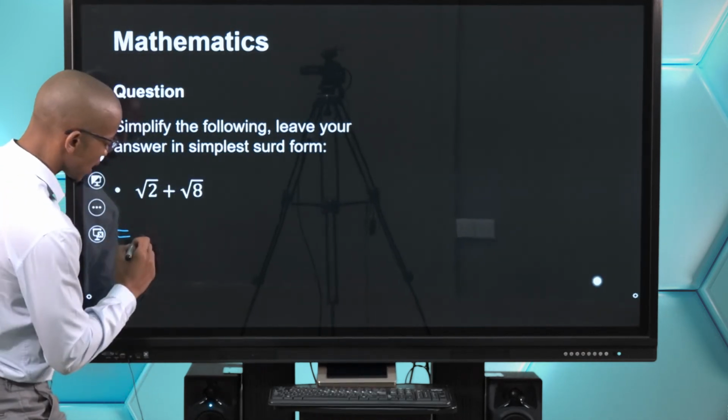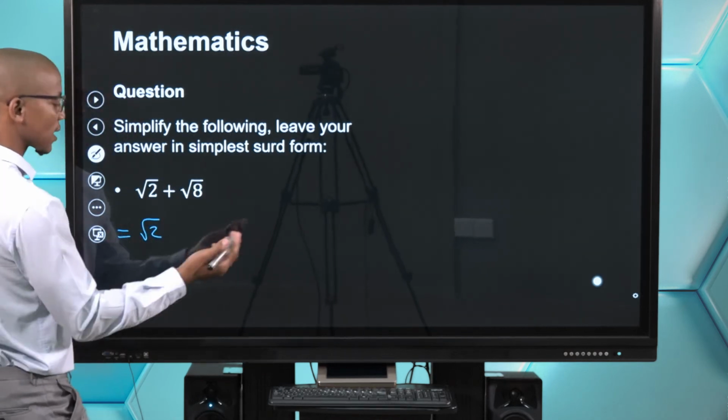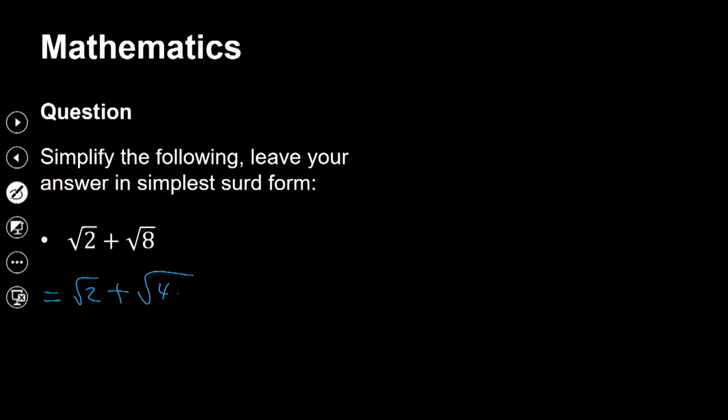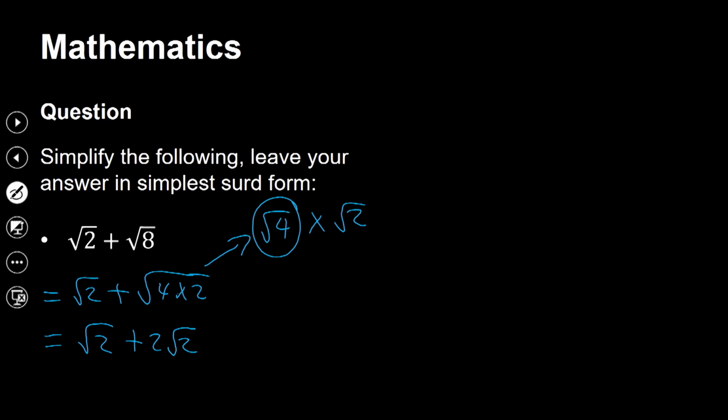So firstly here, I will leave this as square root of 2 because I can't do anything there, plus the square root of 4 multiplied by 2, and then this will be equals to square root of 2 plus 2 square root of 2. I get the 2 from, remember, this is going to be the same as square root of 4 multiplied by square root of 2, right? And then square root of 4, you know that the answer is always 2. And 1 square root of 2 plus 2 square roots of 2 will give me 3 square roots of 2, and that will be my final answer there.